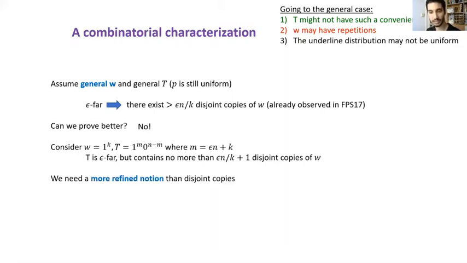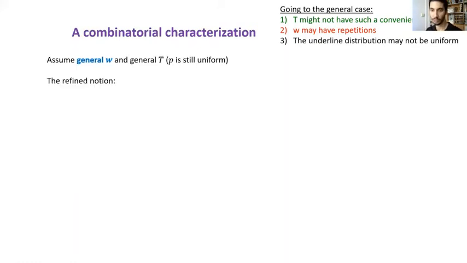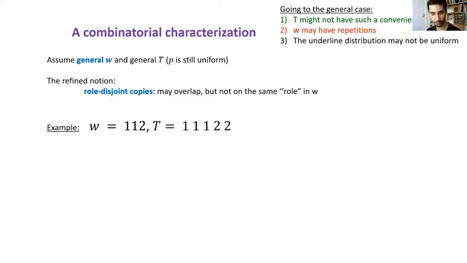And this implies that we need a more refined notion than disjoint copies. Our suggestion of the refined notion is the following. We define all-disjoint copies to be copies that may overlap, but not on the same role in W.